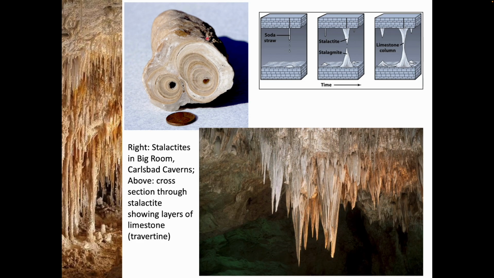They create a distinctive layered limestone that we call travertine. These are located in Carlsbad Caverns, which is a national park I'll talk about in just a couple of minutes. And here's a stalactite that has been cut in half, showing those concentric layers of these features growing over time as thin layers of water deposit thin layers of calcite.